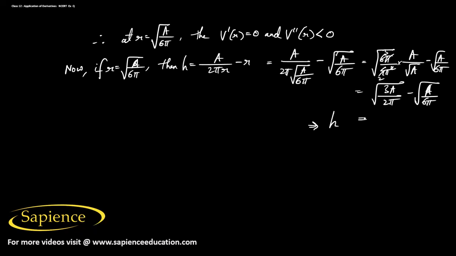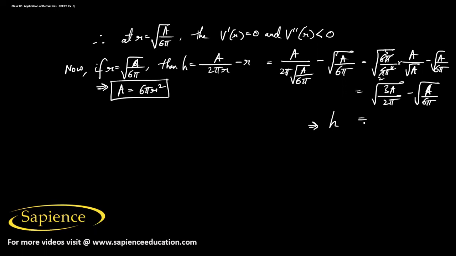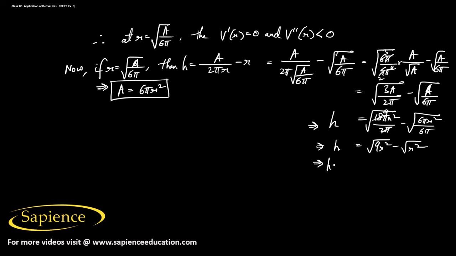So this is h. From here we can see that a is equal to 6 pi r square. So h will be equal to root over 3a, means 3 into 6, so 18 pi r square by 2 pi, minus 6 pi r square by 6 pi. So that will be 2 nines are 18. So h will be equal to square root of 9r square minus square root of r square. Therefore h will be equal to 3r minus r, that is equal to 2r.